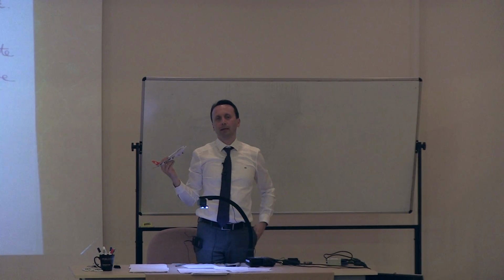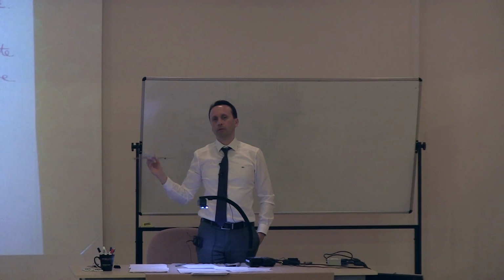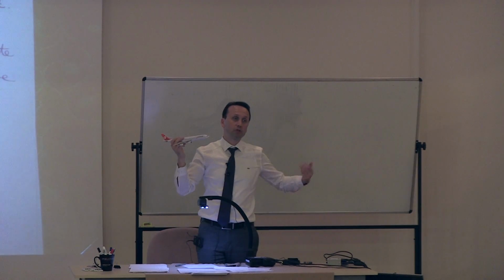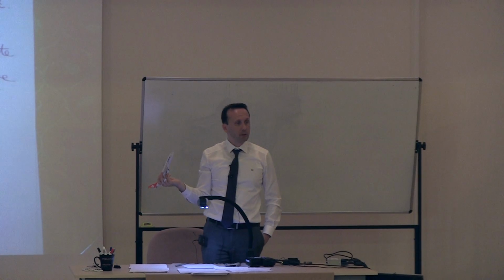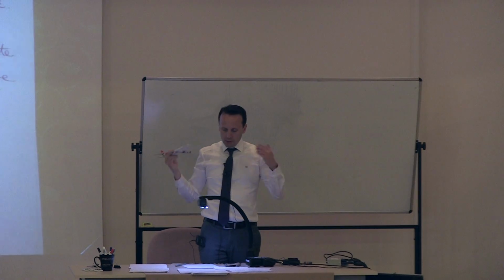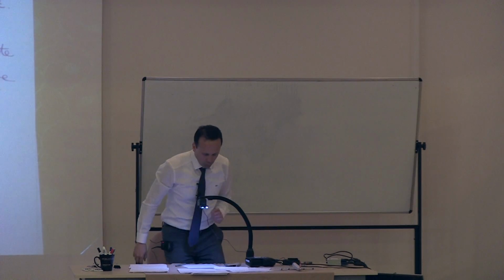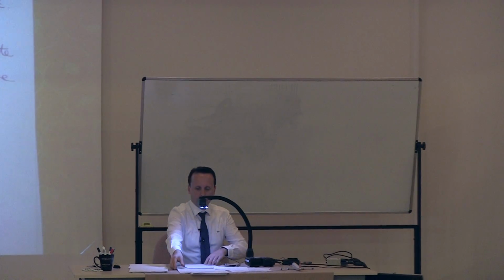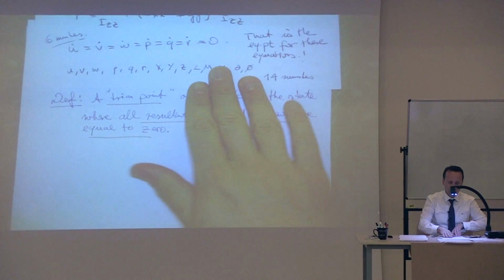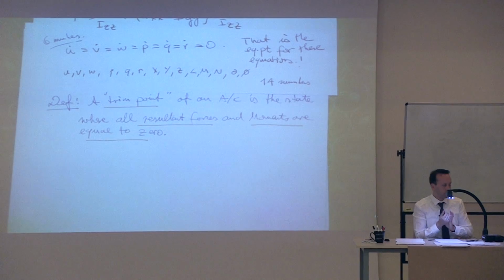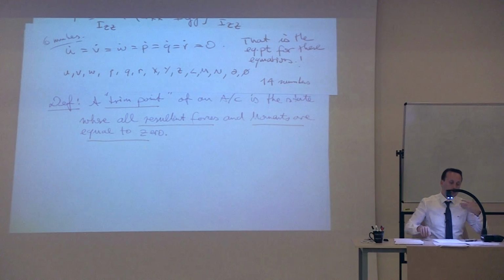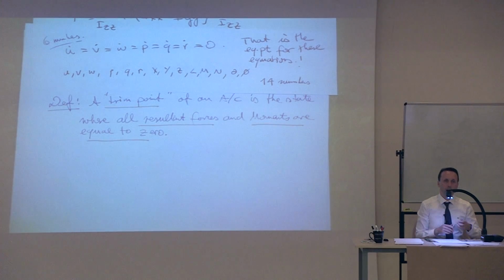How many trim points does an airplane have? Infinitely many, right? Every different speed would be another trim point. So this is what we call trim, from an equilibrium point of view. We also need this from an equilibrium point of view. All right, so let's choose one trim point and analyze it. This is what we are going to do now.